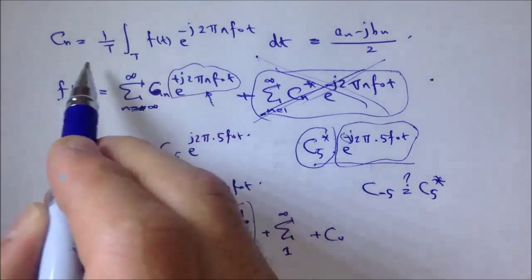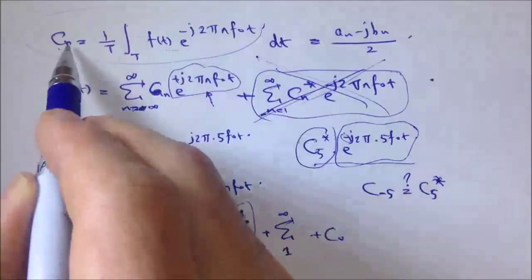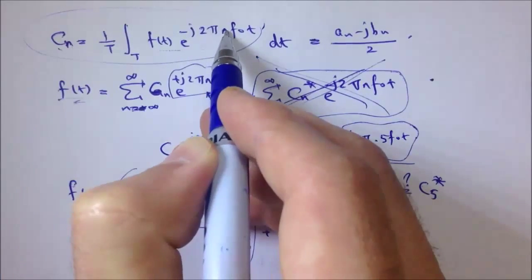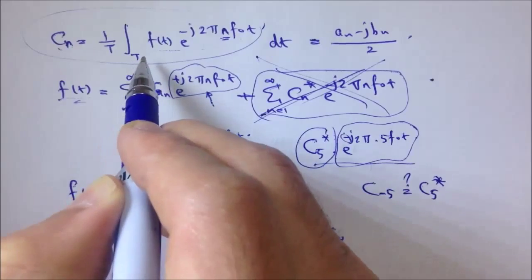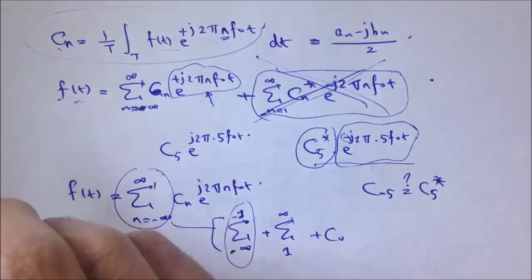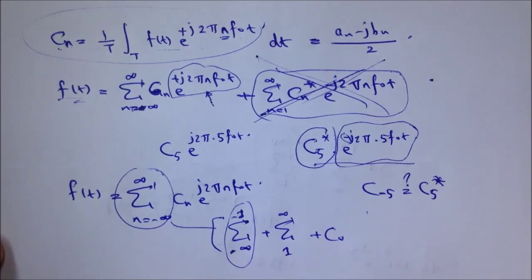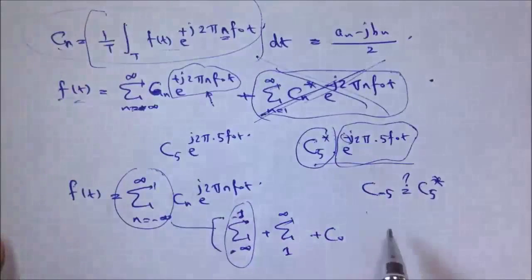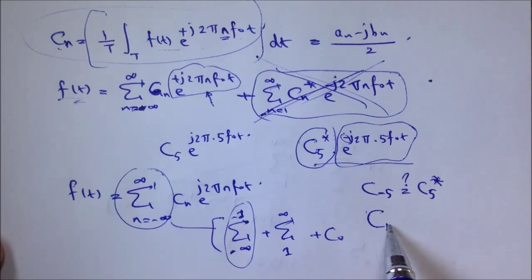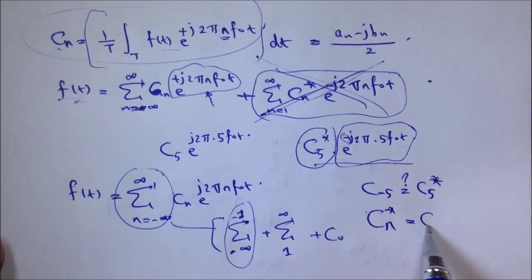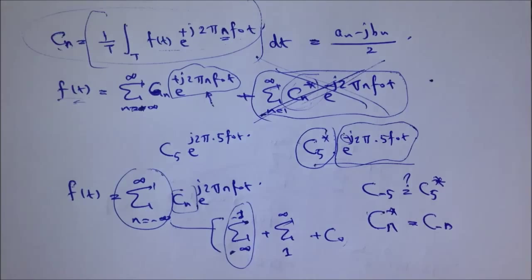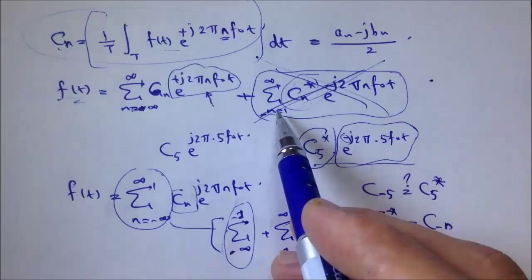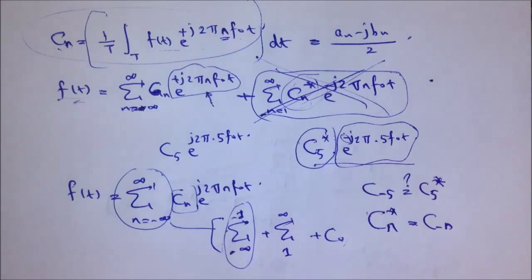So here's the definition of c sub n. If you substitute n equals minus 5, and here's n, then you get e to the plus j 2 pi n f naught t. So this is equivalent if someone is conjugating this thing. So it's obvious that c sub n conjugate equals c minus n. So when negative n values are substituted in c sub n, this is equivalent to substituting positive n values in c sub n conjugate.